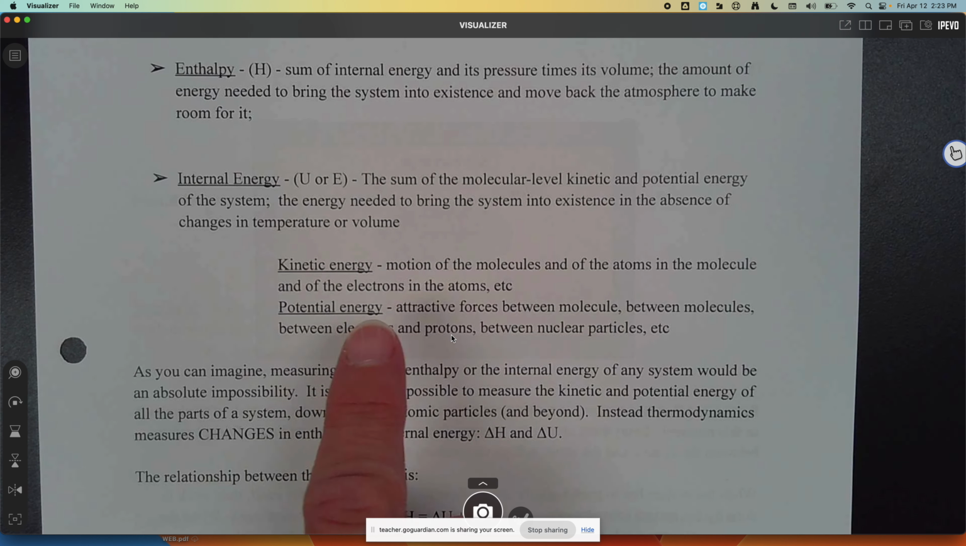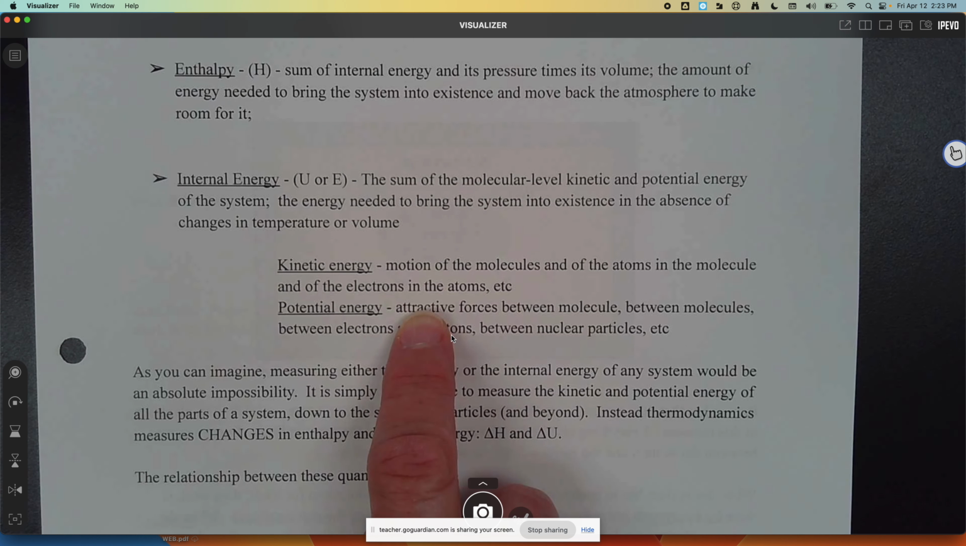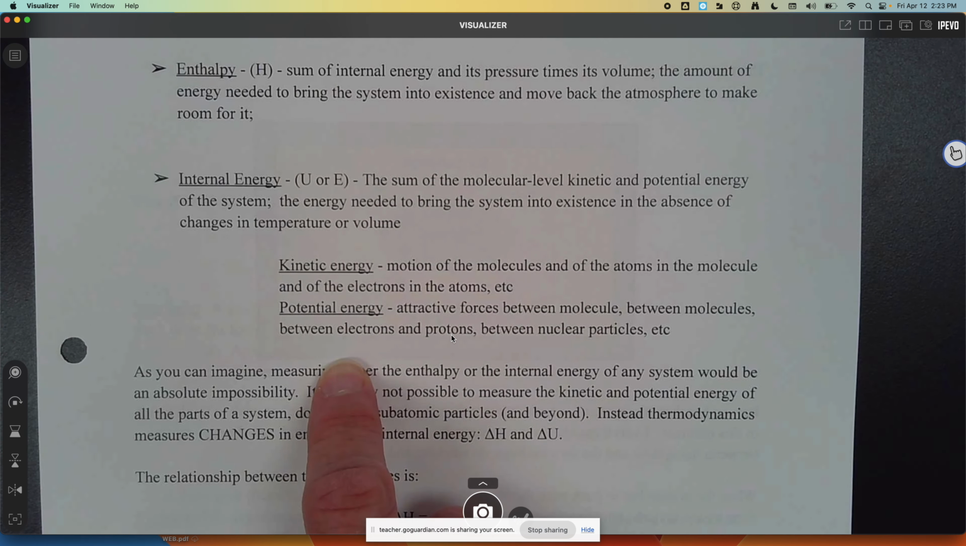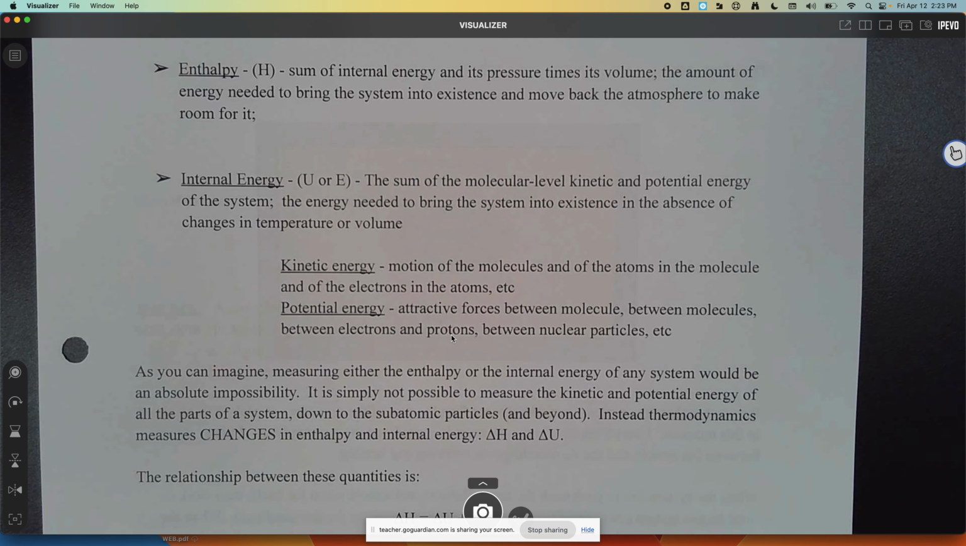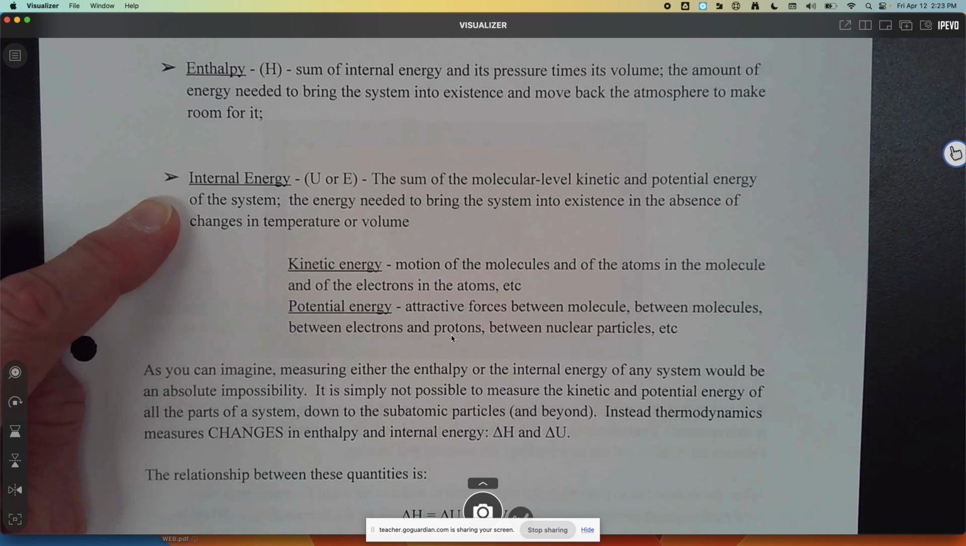So imagine having to account for absolutely everything in the system that's moving, down to the electrons, and having to account for every attractive force in the system. Chemical bonds, intermolecular forces, electrons to protons attraction, strong nuclear forces. If you could account for all of those things, that's the internal energy of the system. This and this are impossible to measure. I mean, the task is just too daunting.